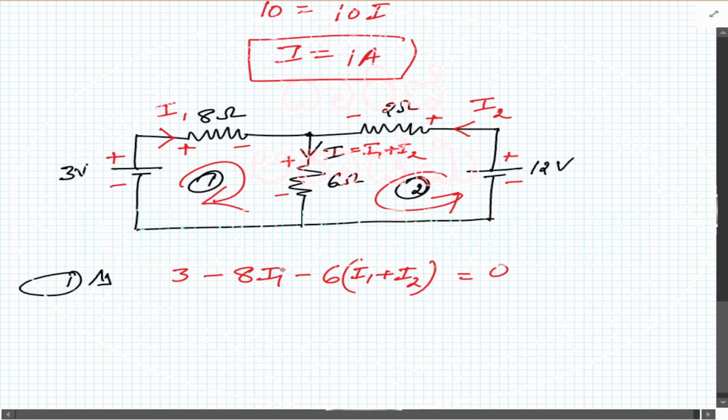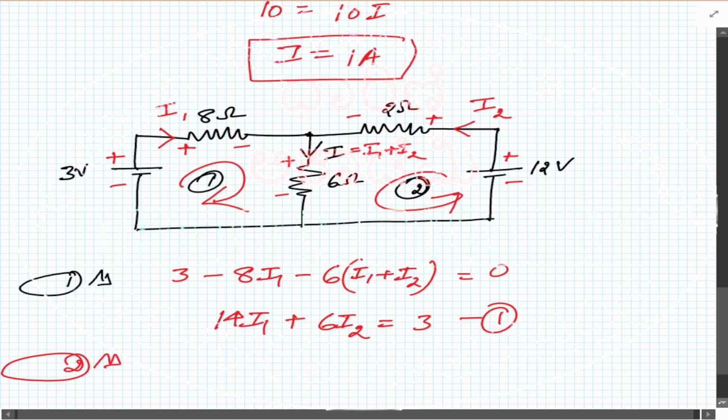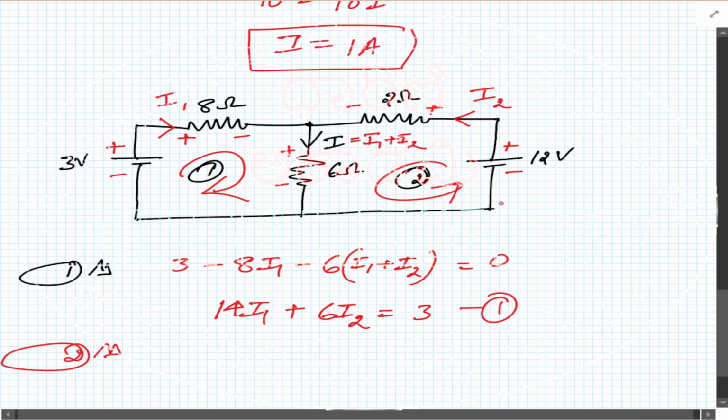So the equation becomes, I'll move the I1 and I2 terms to the other side just to make them positive. So 8 plus 6, this is 14 I1. Then I have minus 6 I2, which goes to the other side as plus 6 I2, is equal to 3. This is equation number 1. Similarly, let's apply KVL to the second loop. Now you observe that I purposefully marked the anti-clockwise just to show that even if you go anti-clockwise, it doesn't matter, there is no change.